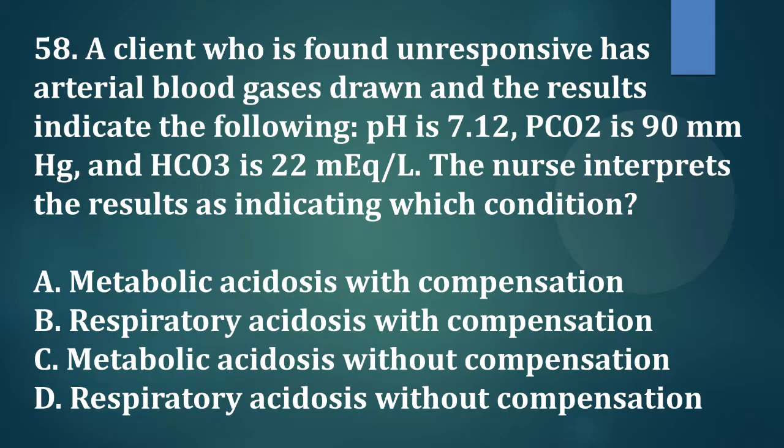Question 58. A client who is found unresponsive has arterial blood gases drawn, and the results indicate the following. pH is 7.12, PCO2 is 90 mm of mercury, and HCO3 is 22 milliequivalent per liter. The nurse interprets the results as indicating which condition?